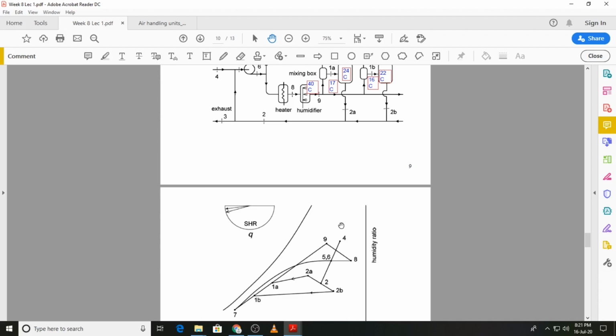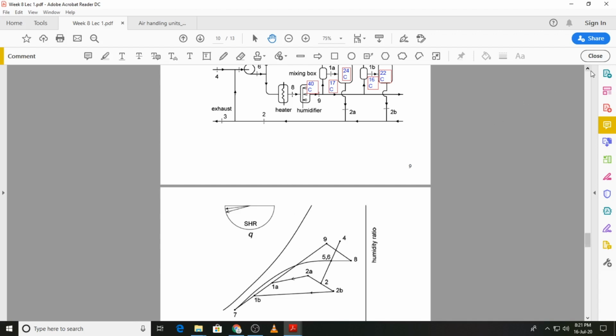Though it could be the other way around. So you can have state 1B at a higher temperature and state 1A at a lower temperature. That depends on the zone conditions. Then again you have the load ratio lines, 1B to 2B, and then 1A to 2A. So that's the space condition line for the two zones. Then the return air from both the zones is mixed to give you the resultant state 2 that we can see over here.